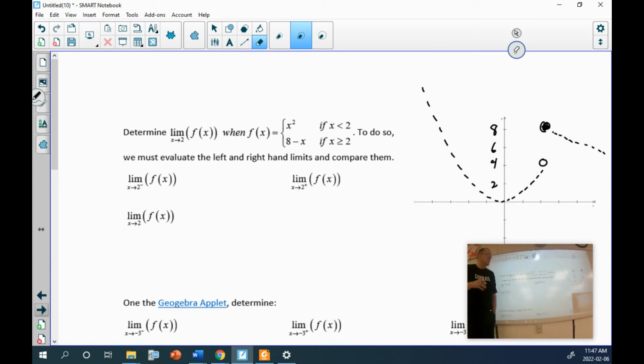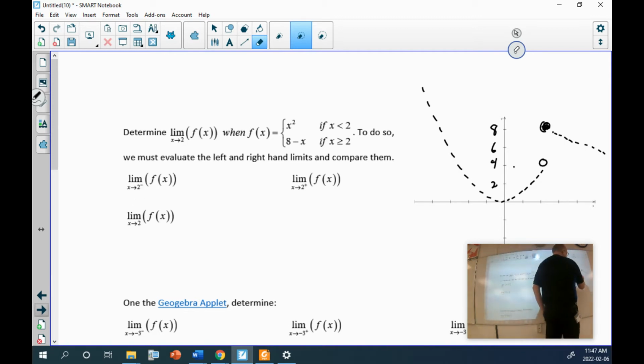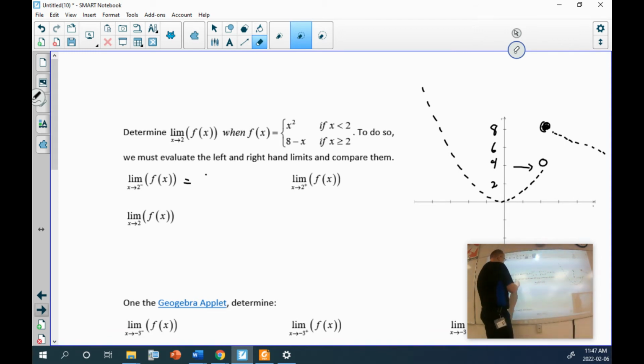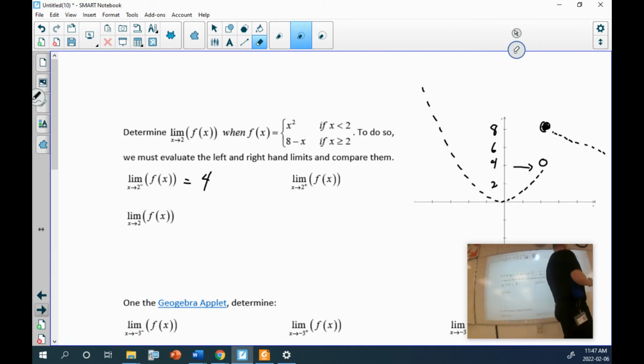So let's evaluate our limit. As I'm approaching 2 from the negative side, my graph is getting closer and closer to 4. So my y value is getting closer and closer to 4. As I look at my graph and I approach it from the right-hand side, the right-hand limit, that's equal to 8.